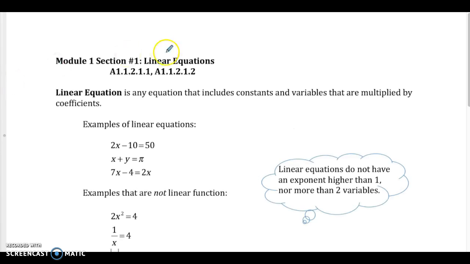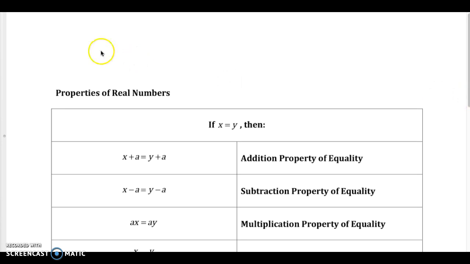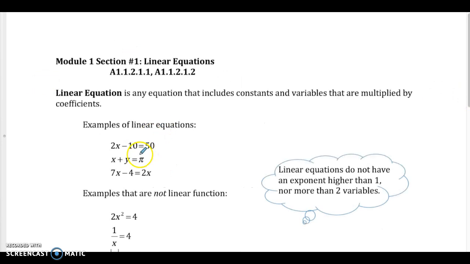So here we're looking at linear equations, and remember, it's any equation that includes constants and variables that are multiplied by a coefficient. So here are some examples of linear equations. Notice here we have an irrational number. You can have irrational numbers in your linear equations. Don't be afraid of that.